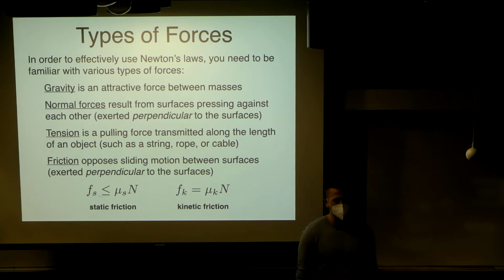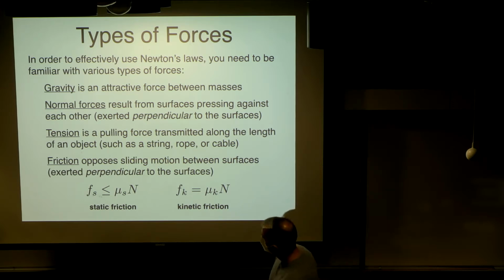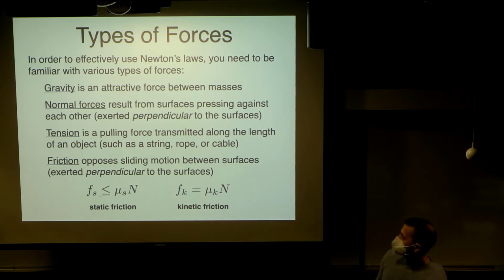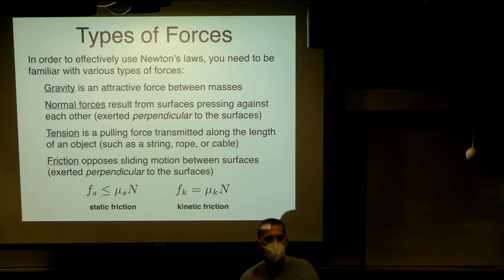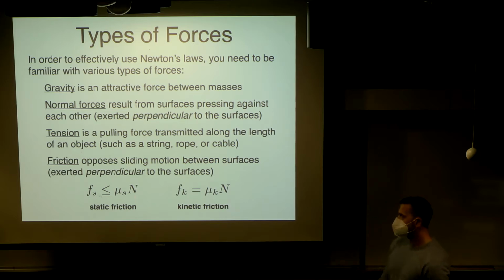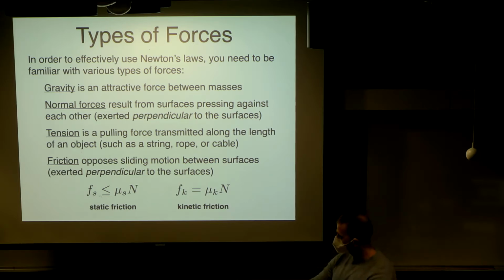You're going to have normal forces in that sort of situation, right? All right, what about tension? We encounter tension whenever there is a pulling force that's being transmitted along an object. But for the most part, we think about tension in the case of ropes and strings and things like that, okay? Now friction is the force that slows things down, that opposes sliding motion between surfaces.